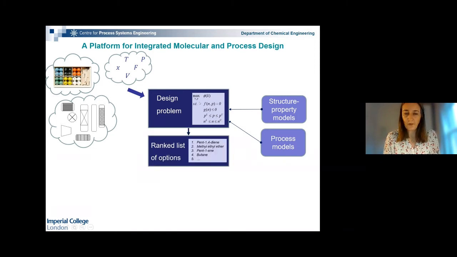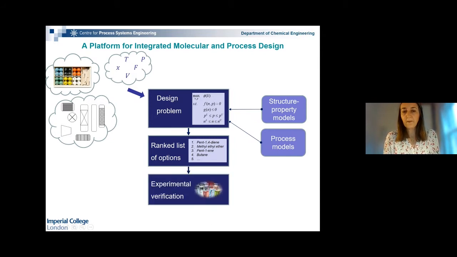We will solve this problem to generate a ranked list of possible options, possible molecules. And for each molecule, we will have the optimal conditions of operation, the optimal temperature, so that may vary. And so we let the molecule do its best. We really give it free rein and optimize the process around each possible molecule here. And then typically the models we're using for process models are a bit rough here. So we then need to do some experimental verification. If that agrees with what we've found so far, we can proceed. If it doesn't agree, we need to go back to our design problem.